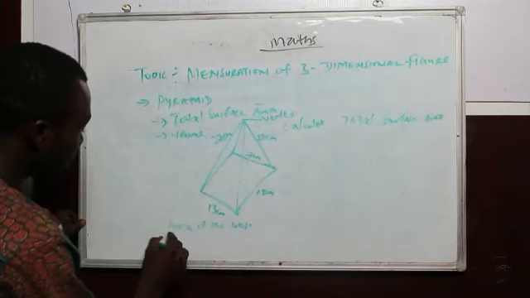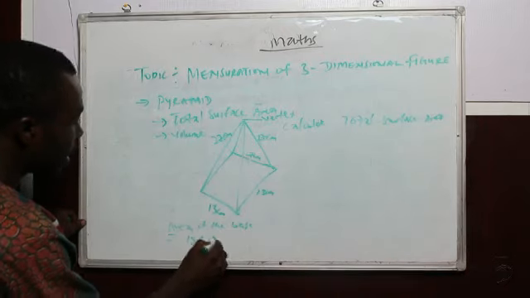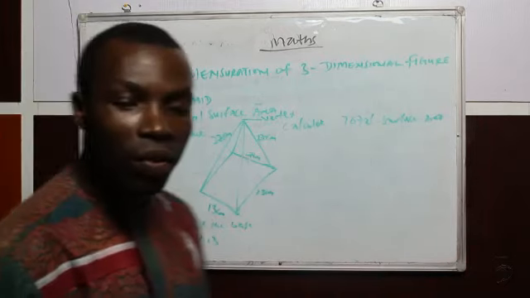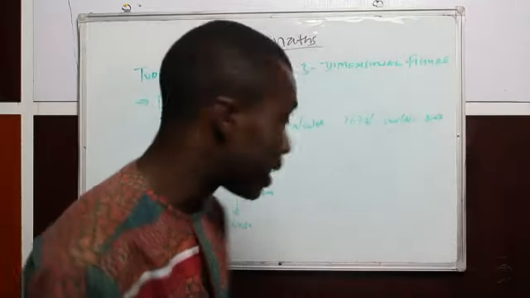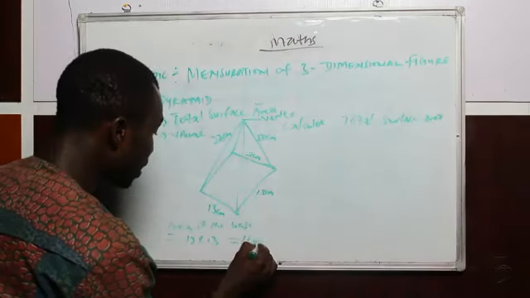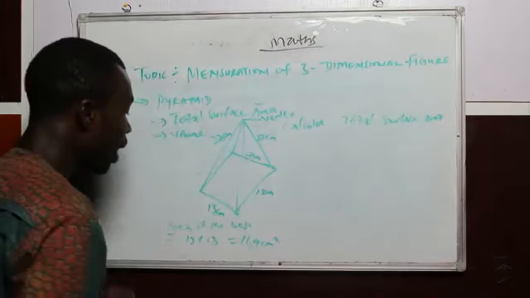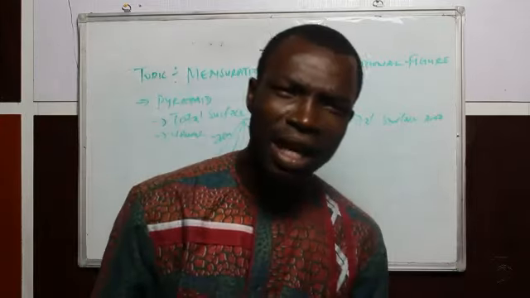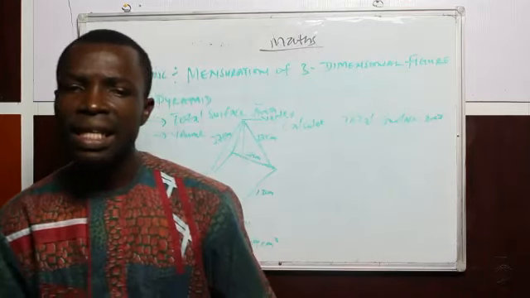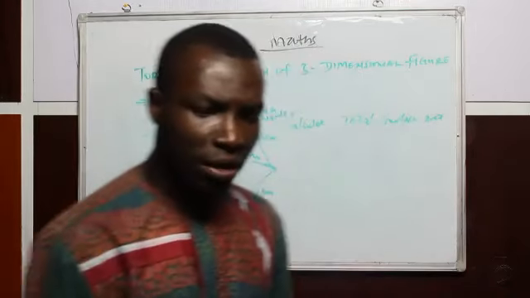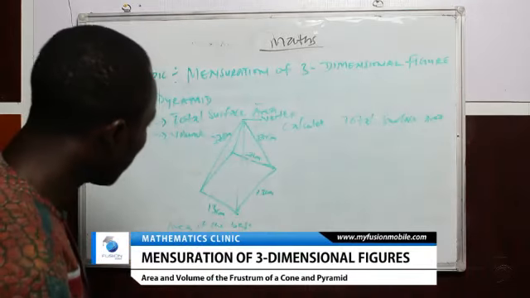Area of the base is equal to 13 times 13. 13 times 13 will give us the area of the base, and the area of the base is given to be 169 square centimeter. That's the area of the base. Now, we want to calculate the area of the triangle.